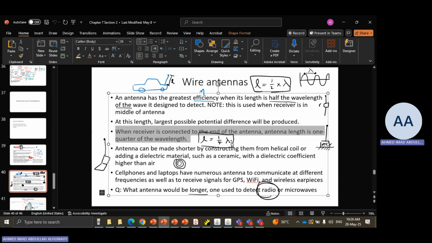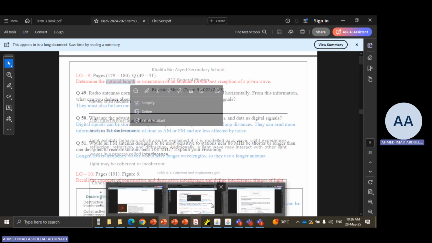And as for the second case, yeah, here it is. If the receiver is in the middle of the antenna, like in this sketch, then the best length is when its length is half of the wavelength. So L equals half of the wavelength. Maybe you could pause the video and read this more in depth. So let's maybe go through this question.